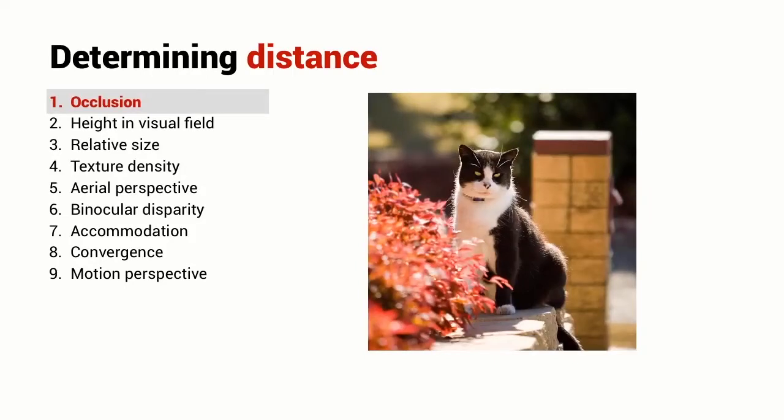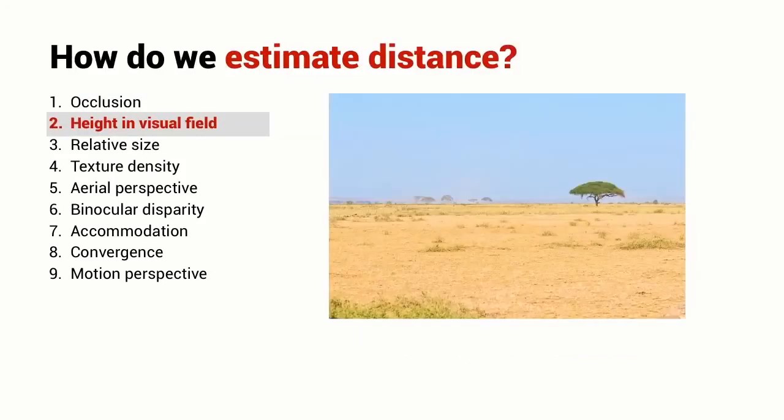The simplest of all is occlusion, and this information comes from what object is in front of another object. We can tell here that the cat is in front of the brick gatepost because the cat blocks out or obscures some of that gatepost, and the flowers are in front of the cat because they block out some of the cat. Another important cue is height in the visual field.